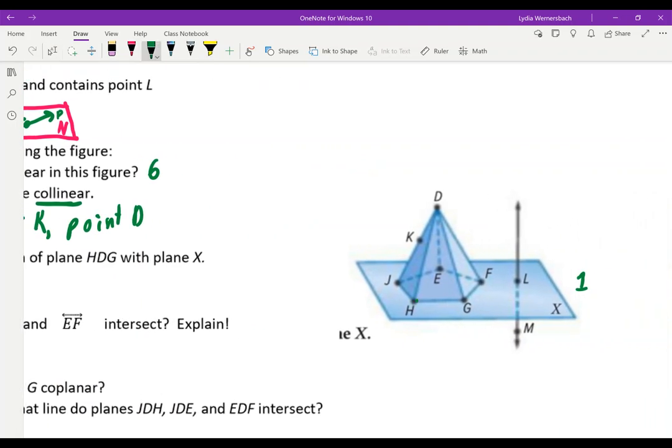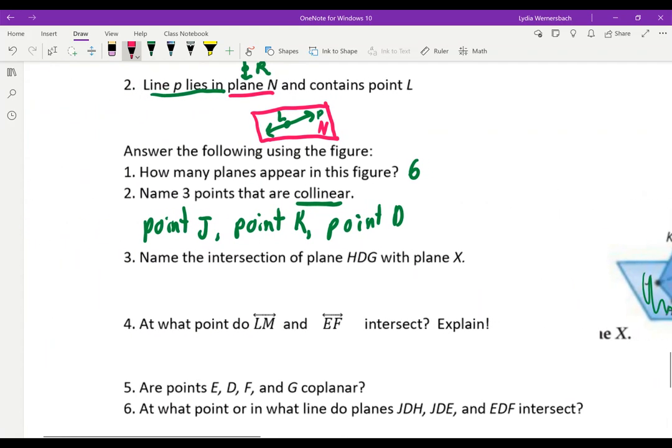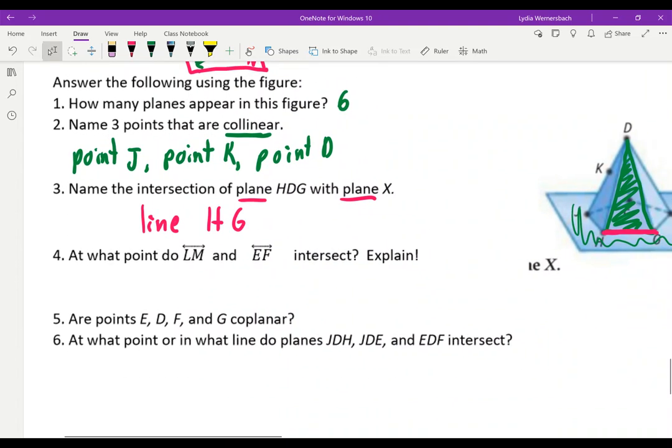So HDG is talking about this one right here. And plane X, again, we see that uppercase script letter written down here with no point next to it. So that is what's referring to this bottom plane. So we want to say, well, where do those intersect? And so hopefully we can see that this line HG lies on both of those planes. So that would be the intersection. And again, 2 planes are going to intersect at a line. So it would be line HG. You can also call it GH. There's lots of options there.